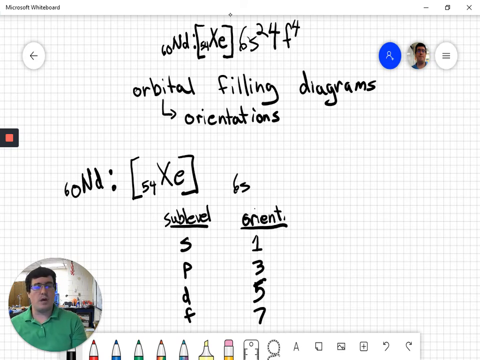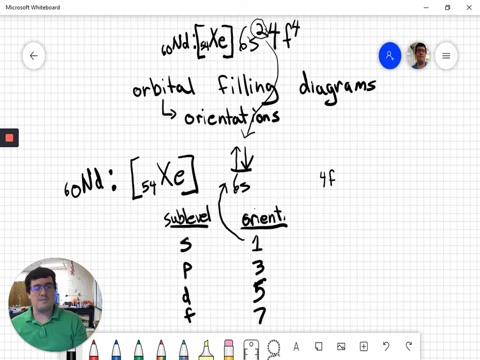But anyways, what we're going to do is draw 1 line above the S because the S only has 1 orientation, right? It's a sphere, only 1 orientation, so we draw 1 line. And we put 2 electrons in that. In fact, we have 2 electrons, so we're going to put 2 electrons into that. And the way we do that, we don't draw 2. Remember, we draw arrows. We put 1 spinning this way, and we put 1 spinning this way. Check. Next up, we got 4F.